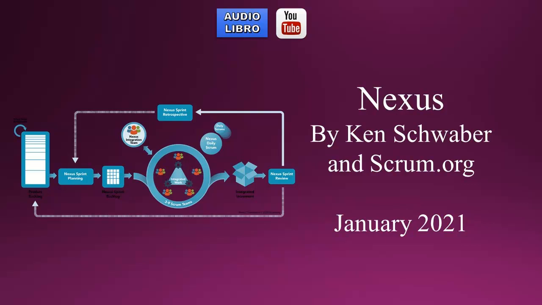Nexus Sprint Backlog. A Nexus Sprint Backlog is the composite of the Nexus Sprint Goal and product backlog items from the sprint backlogs of the individual Scrum teams. It is used to highlight dependencies and the flow of work during the sprint. The Nexus Sprint Backlog is updated throughout the sprint as more is learned. It should have enough detail that the Nexus can inspect their progress in the Nexus Daily Scrum.